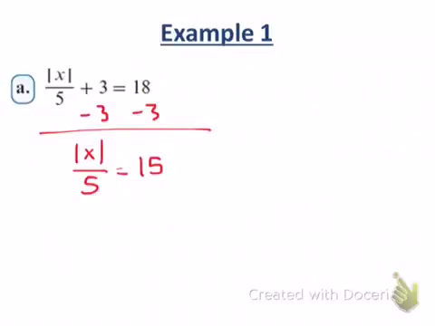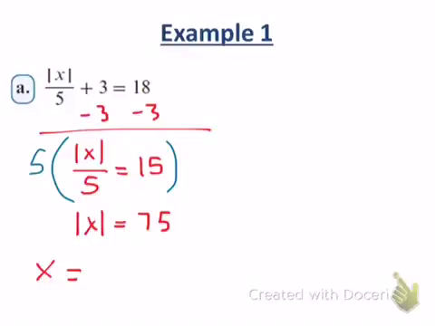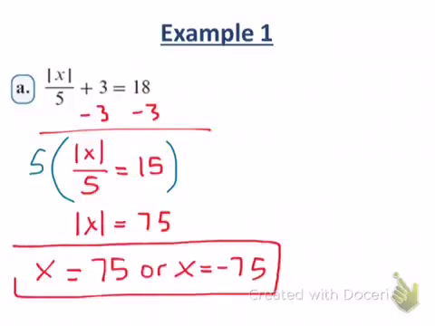Can we split it now? We shouldn't. We need to isolate the absolute value part before we split the equation into two different equations. How would I get the absolute value part by itself from this point? Multiply through the equation by 5. If I multiply through the equation by 5, I'm going to get the absolute value of x equals 75. Now I'm ready to split it, and my two solutions will be x equals 75 or x equals negative 75. That's my solution set for this absolute value equation. It's easy, right?